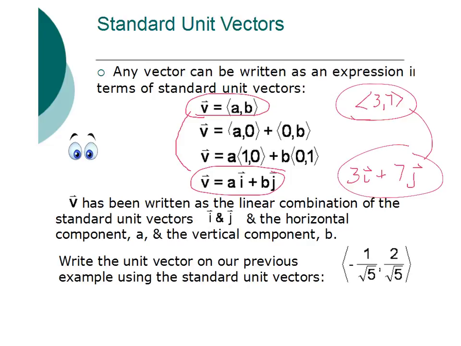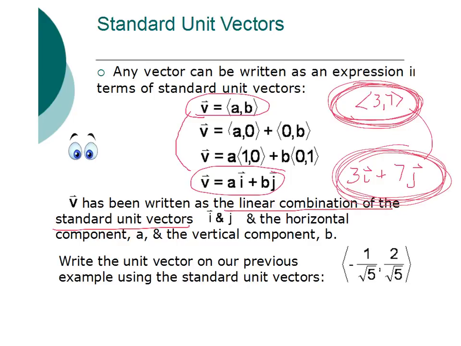Okay, so it says here vector v has been written as, and this is the terminology your book is going to use so that you know, when they say write it as the linear combination of the standard unit vectors. That's a fancy way. Linear combination of the standard unit vectors. That's this right here, instead of writing it in component form. This is component form. Linear combination of the standard unit vectors. Okay, so we've got that.